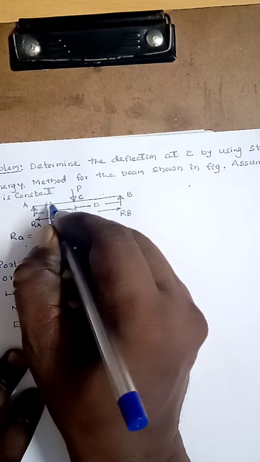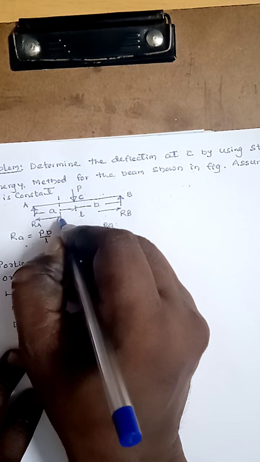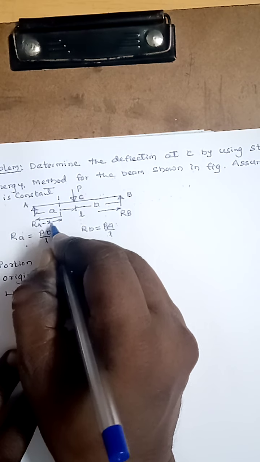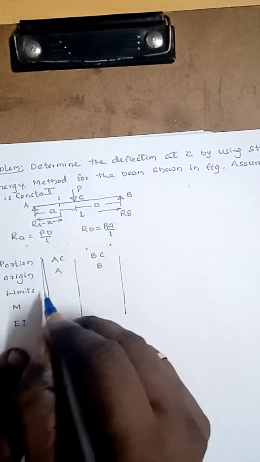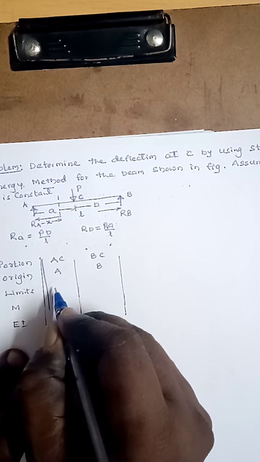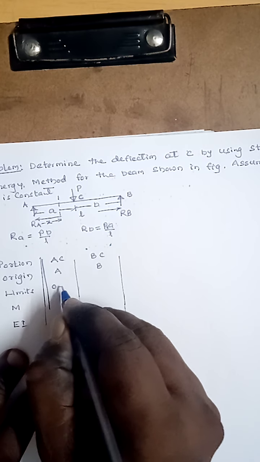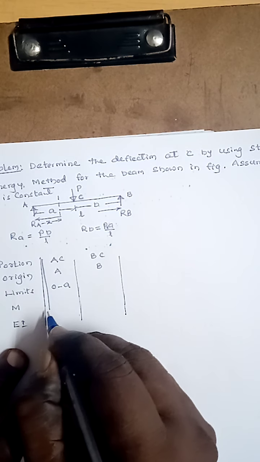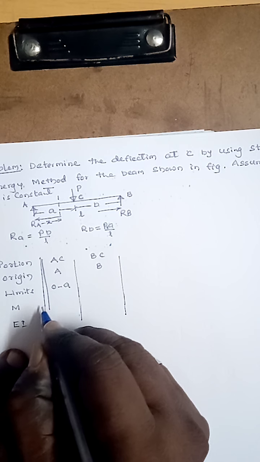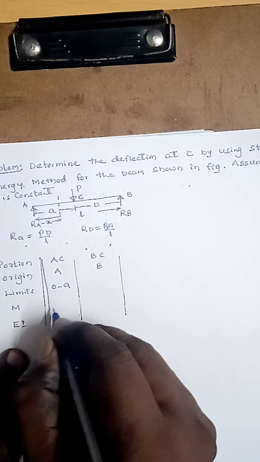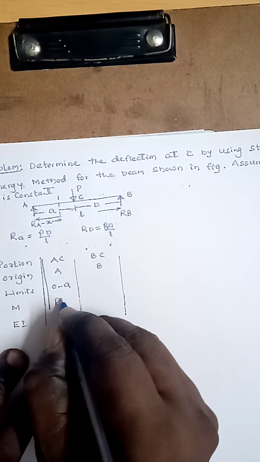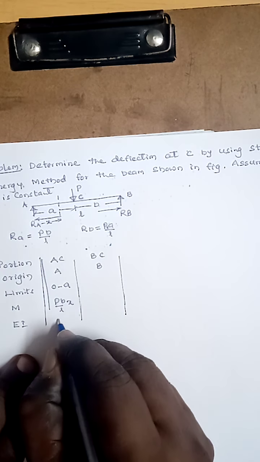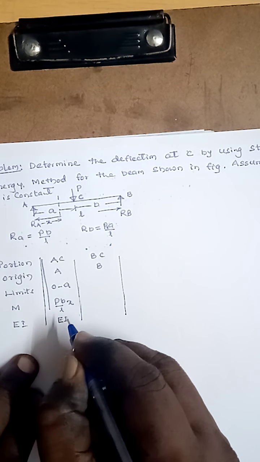For the first portion, we have to consider a section at a distance of x from A. This one is the section line at a distance of x from A in portion AC. Origin is A. The limits are x varies from 0 at A and it is maximum at C. The limits are 0 to A, and M equals Mx, that is RA into x, that equals P into B by L into x. Here EI is constant throughout in this portion.